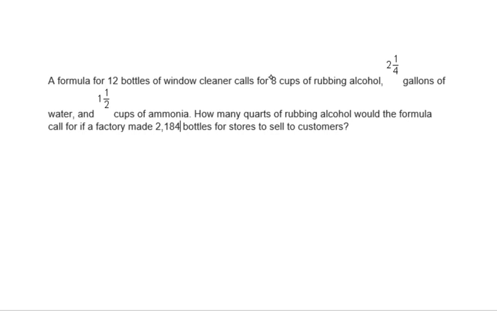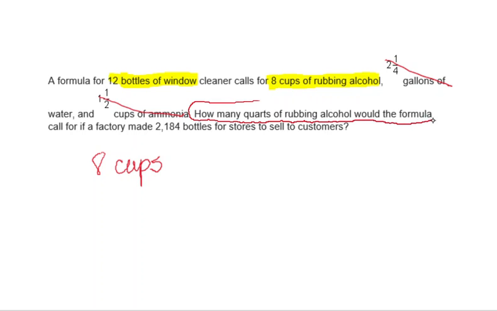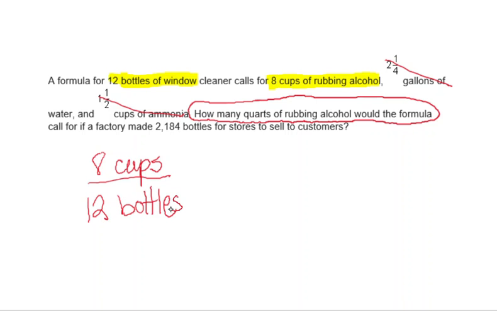So here we have 8 cups of rubbing alcohol needed for 12 bottles of window cleaner. 8 cups of rubbing alcohol. And notice I'm focusing on rubbing alcohol, not water or ammonia, because the question specifically asked about how many cups of rubbing alcohol would the formula call for. And we are given this ratio where we know 8 cups are needed for every 12 bottles of cleaner that we make.